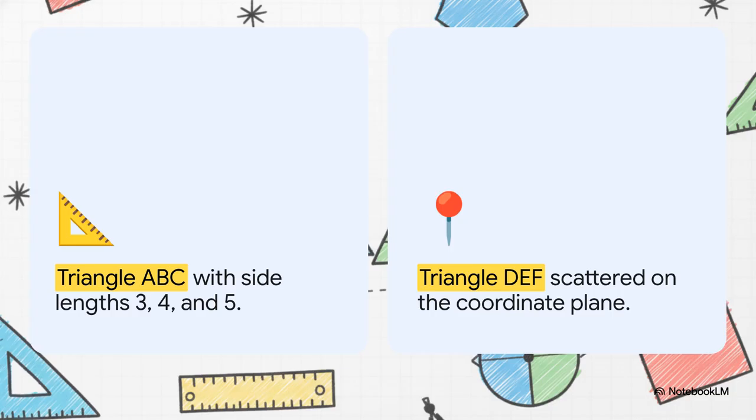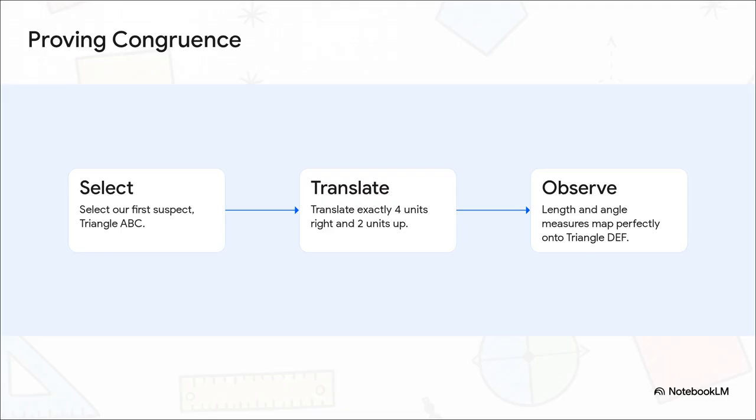On the right, scattered elsewhere on the coordinate plane, we have triangle DEF. I want you to think about these two shapes for a second. Do you think these two scattered shapes are actually congruent? Well, let's use our tools to find out. Let's see how this builds into concrete proof.